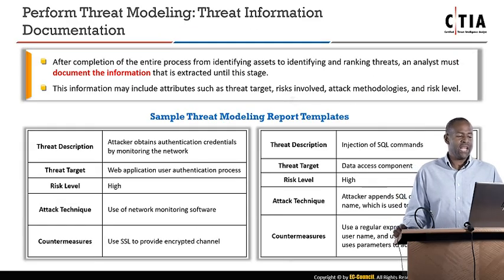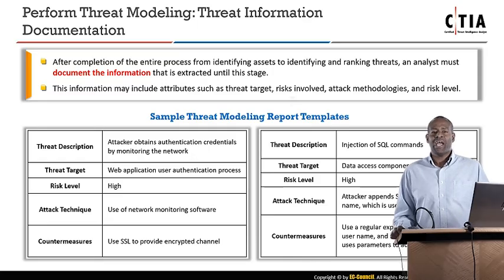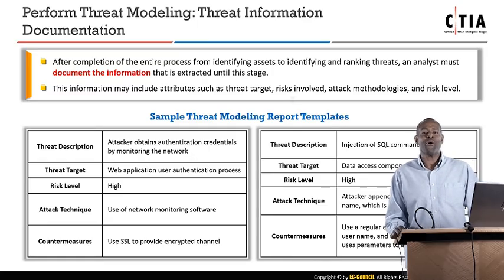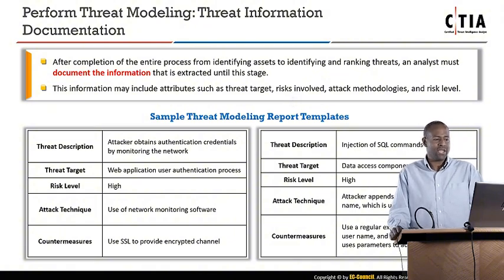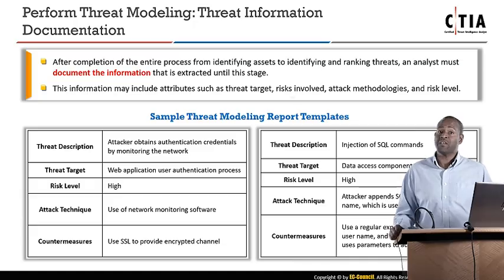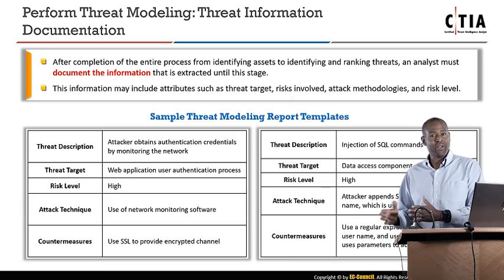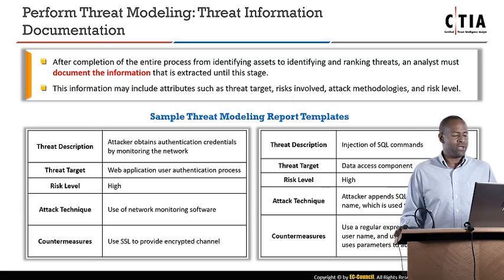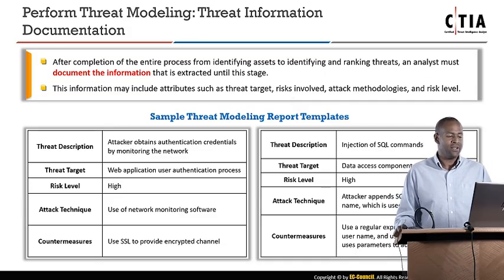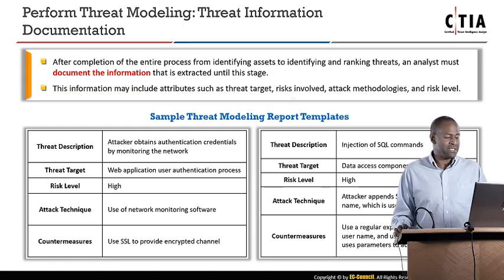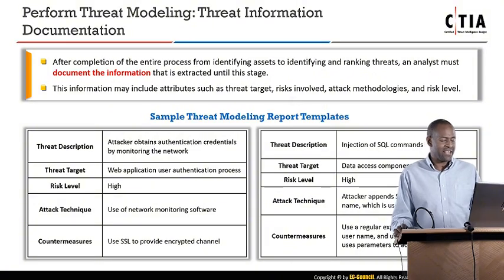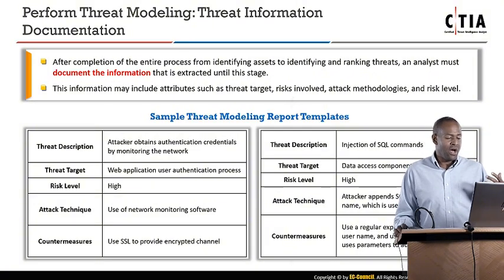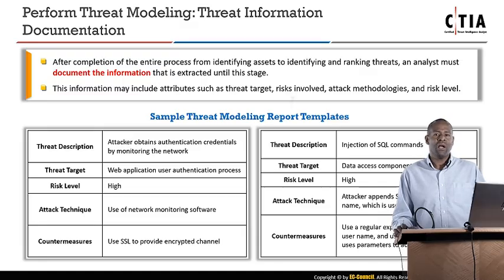Next, we look at threat information documentation. At the end of any diagram or trail that we're talking about with threat analysts' work, it's always going to be documentation because people need to know. Not only do people need to know, but our machines need to know what's going on. So after you complete the entire process, again, we're going to document. And there are many different threat modeling report templates that you can use with a description, target, risk level, attack technique, countermeasures. All of these we put together into a report.